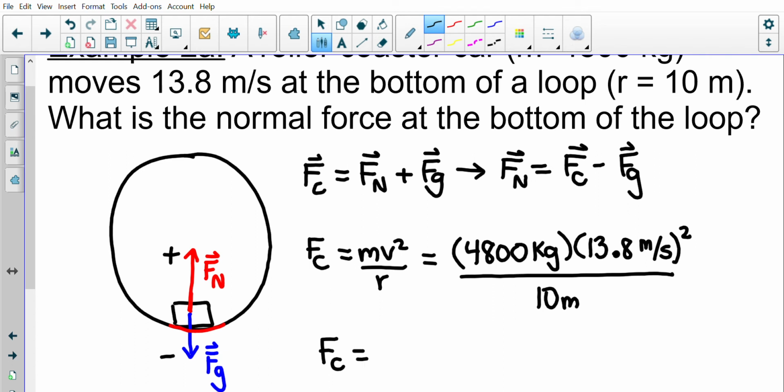That gives me an Fc of 91411.2 newtons. Now I'm going to write in the direction of Fc. So Fc is always towards the middle of the circle. So when the roller coaster car is at the bottom of the circle, Fc is towards the middle of the circle, or in other words, it's up.